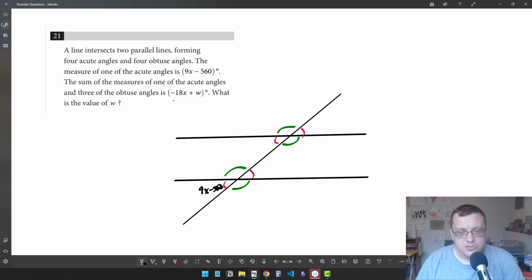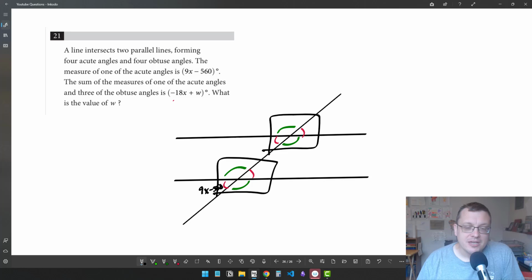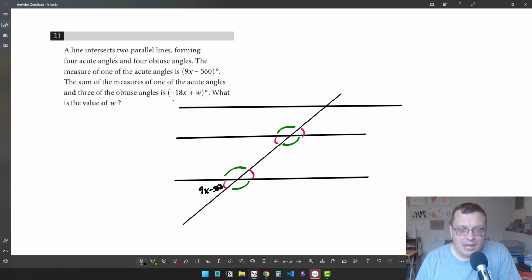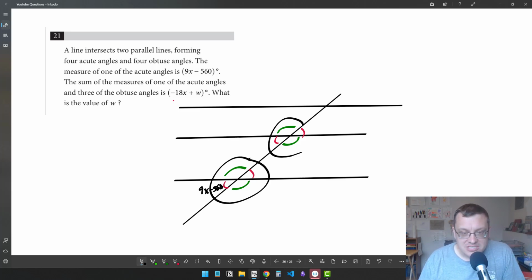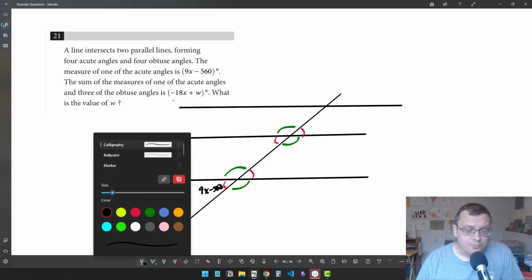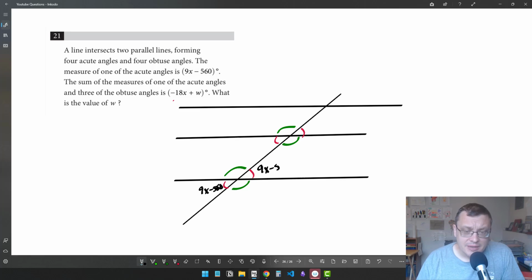Okay, first things first, we've got these parallel lines. The key point to remember is, you could do alternate interior angles, alternate exterior angles, corresponding angles, all that good stuff. But our picture shows a faster way to think about this: when we have two parallel lines cut by a transversal, all we're doing is taking these four angles here and copy pasting them here, such that if I added another parallel line, I would just copy paste these four angles again. So you don't really need alternate interior, alternate exterior, etc. The consequence is we know that this is 9x minus 560.